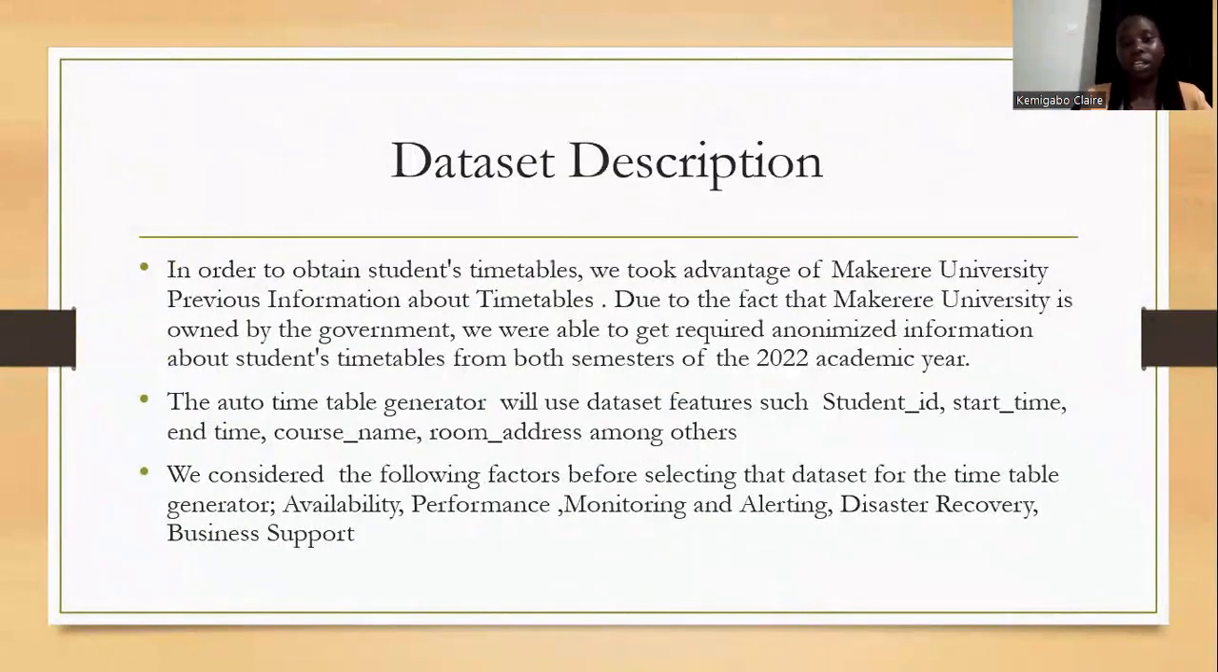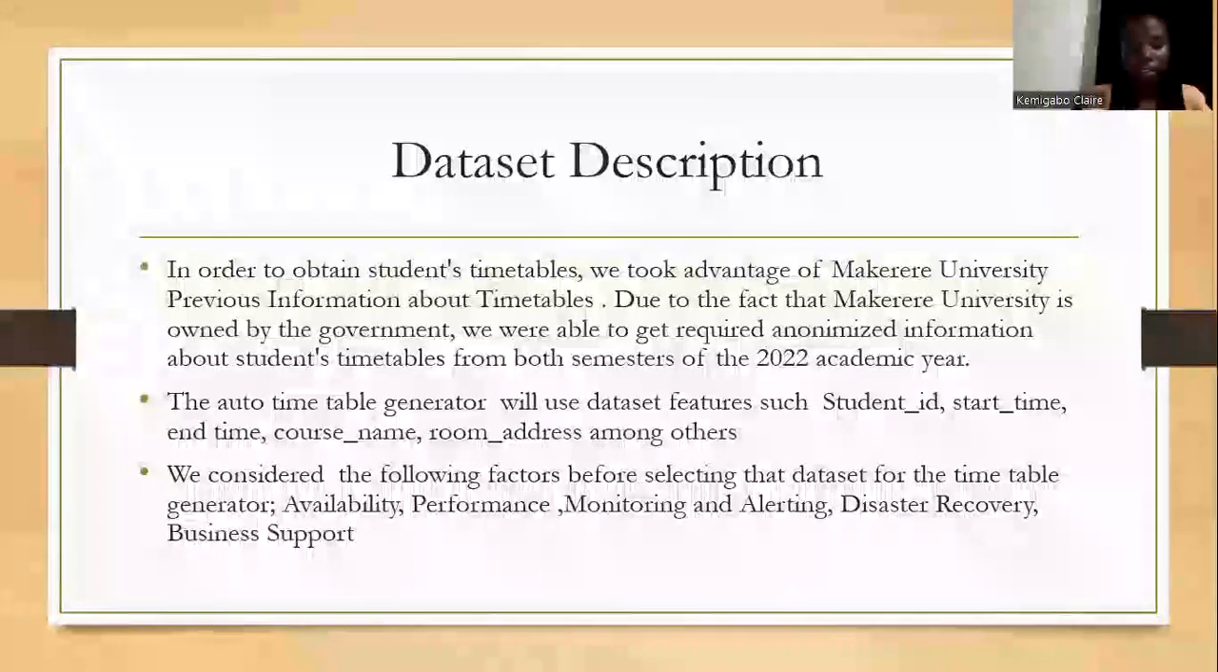I'll take you through the data set description. In order to obtain the student timetables, we took advantage of Makerere University, since it is a government institution and we were easily able to access the information about previous timetables for both semesters for the academic year 2022. The auto timetable generator will use different data features such as the student ID, start time, end time, course name, room address, among others. We also consider some factors before selecting the dataset.